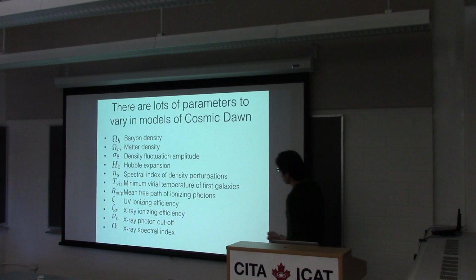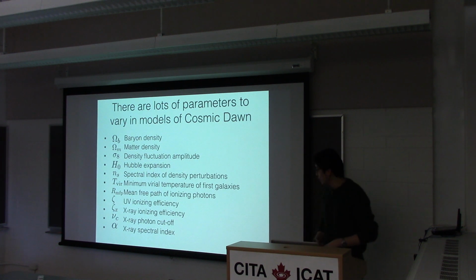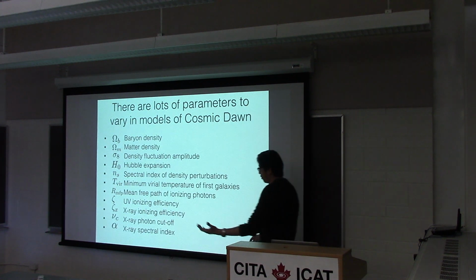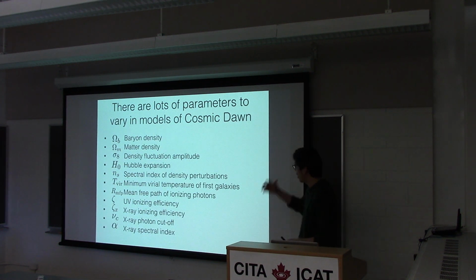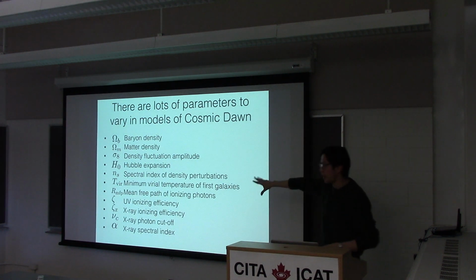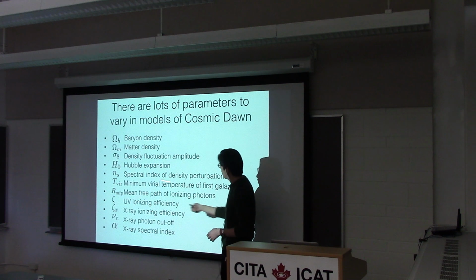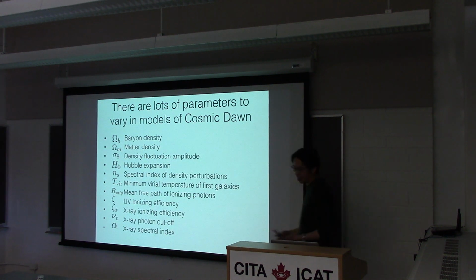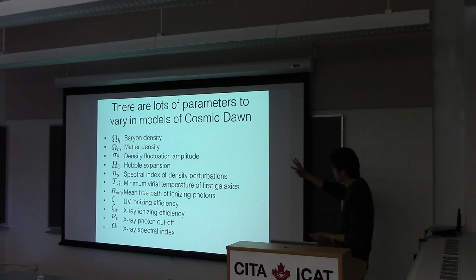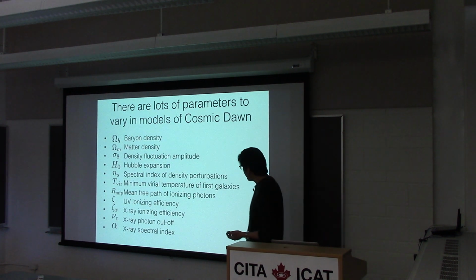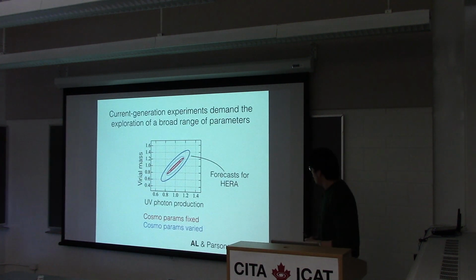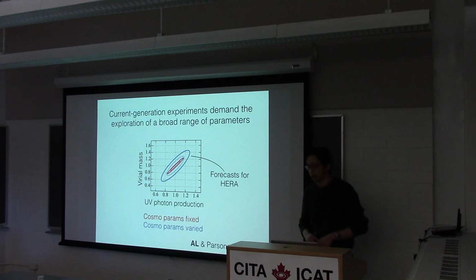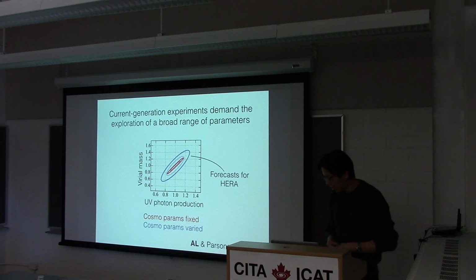Now there are a lot of parameters here, and we need all of these parameters. There are some that are governing the astrophysics of cosmic dawn and reionization, things like the UV ionizing efficiency, how many UV photons are being created by these first galaxies. Some of these are cosmological parameters, telling us things about matter density and the Hubble expansion and so on. And it's important to include all of these. So for instance, here is a forecast for HERA, the Hydrogen Epoch of Reionization Array, which I'll talk more about on Wednesday if you're going to the Astro Colloquium.